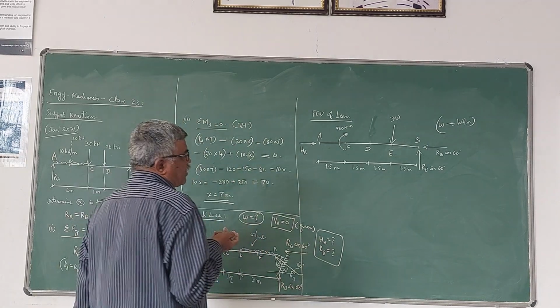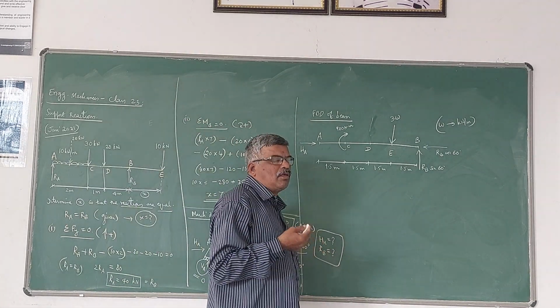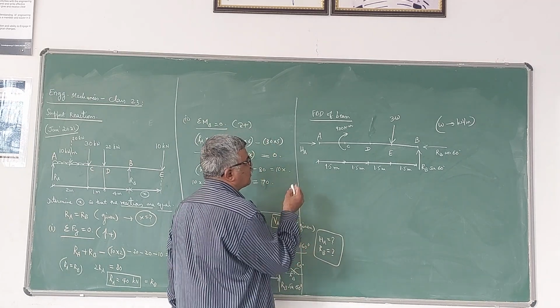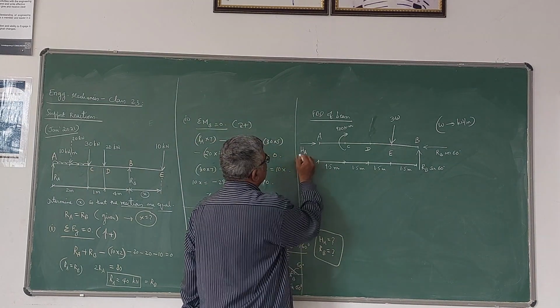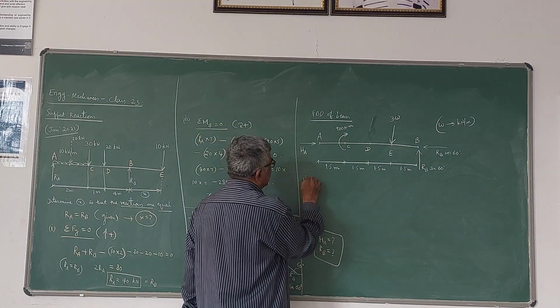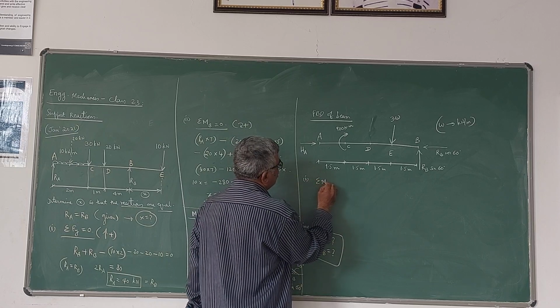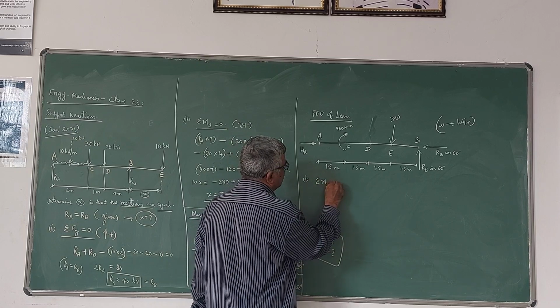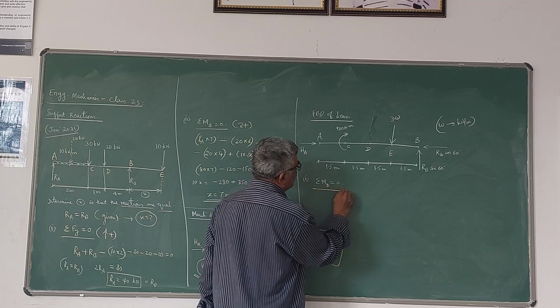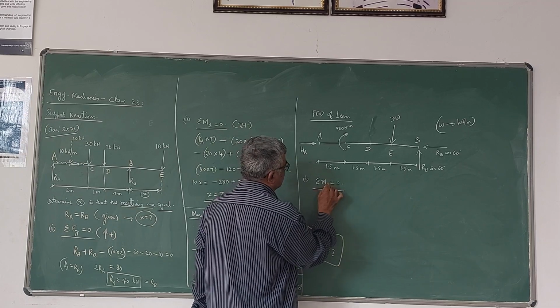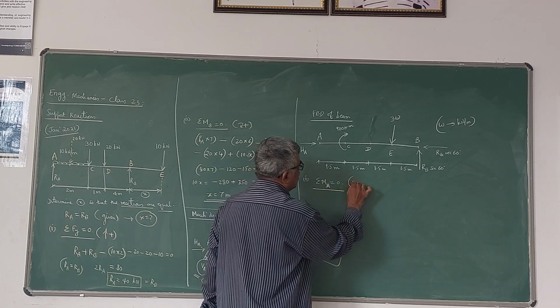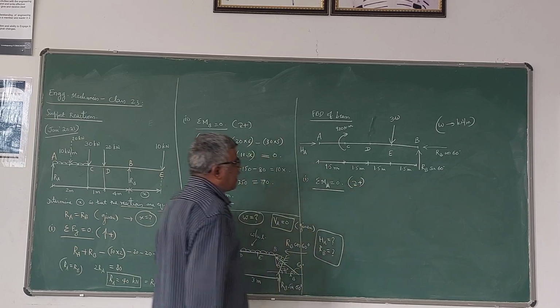Using two equilibrium equations we can find out the reactions now. Only RB and HA are the unknowns. What I will do here is take sigma MB equal to 0, or you can take sigma MA equal to 0. Okay, sigma MA is equal to 0. Clockwise moment positive, anti-clockwise negative.